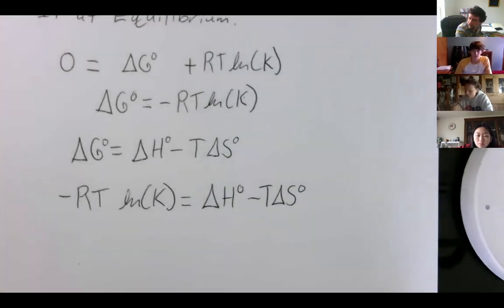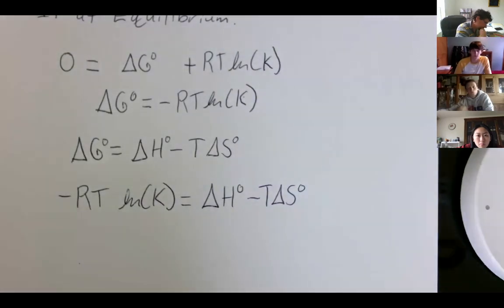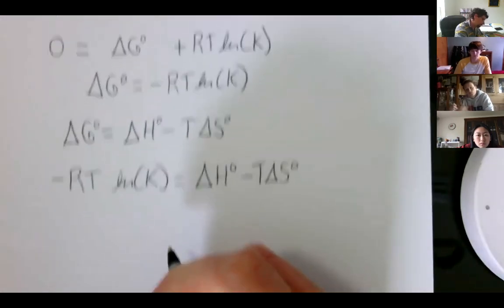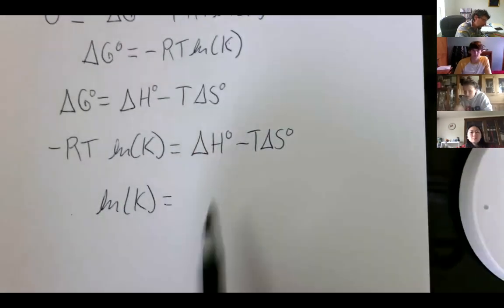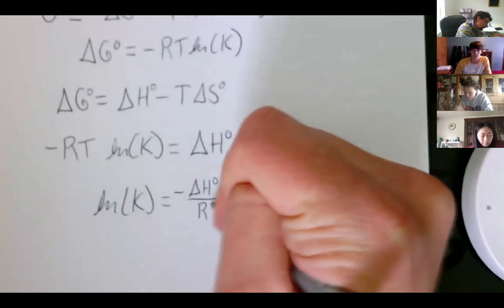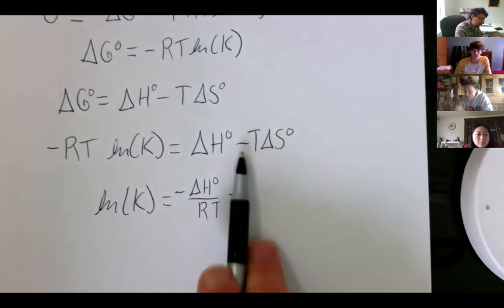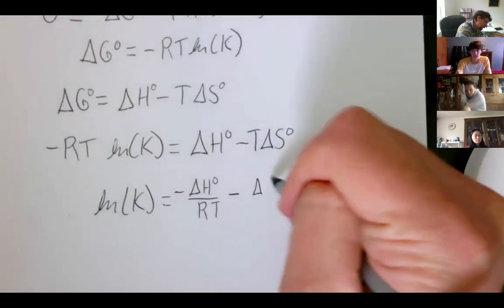Okay, now we're going to do something a little tricky. We want to isolate this ln K by itself. So what would you do? Divide by negative RT. Yep. So we get negative delta H naught over RT, minus, or actually what happens to this term if we divide by negative RT? The T goes away and it becomes positive. Yep.